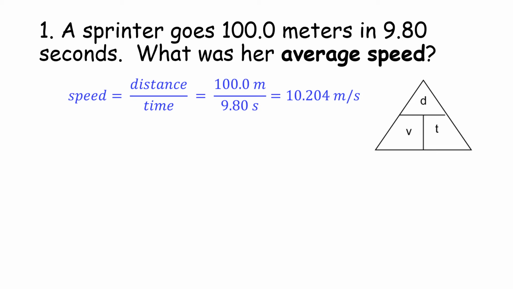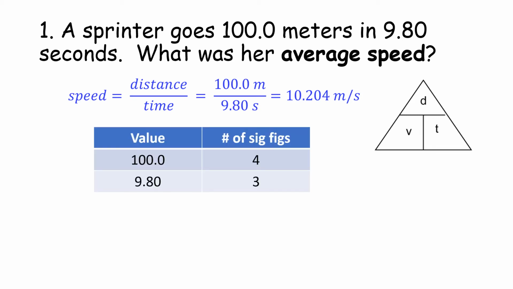Now this is not your final answer. This is an example of where we have to take into account that our measurements had a certain level of significance, a certain level of trustworthiness, and we now have to round our answer off to that same level of trustworthiness. So you don't have to do this on paper, but I'm going to make a table here that's got our values in it and the number of significant figures that correspond.